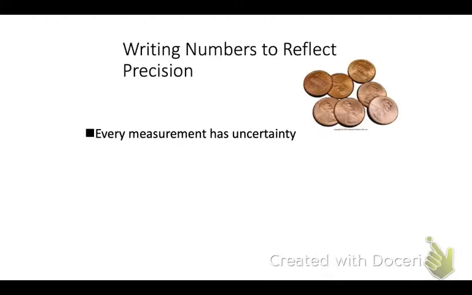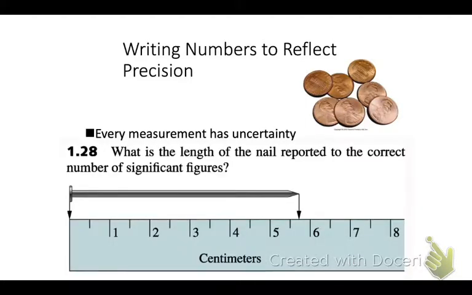Every measurement has uncertainty. We already know that. Here is an example. This is a nail, and if I am asking you to look and report what you see, what is the length of the nail reported to the correct number of sig figs? You have to report what you are sure of, and you have to estimate one digit. So what you are sure of is that it is 5 centimeters. It's definitely not a 4, and it's definitely not a 6. It is indeed 5. So I'm going to report 5.